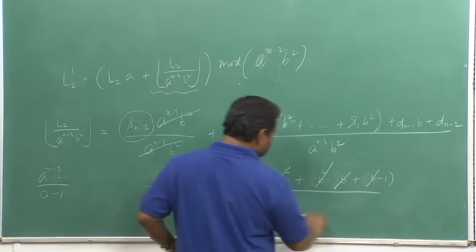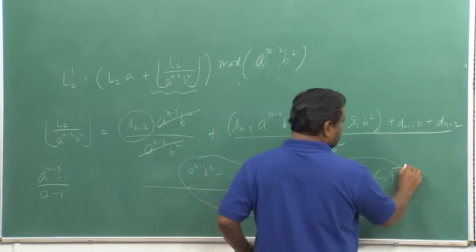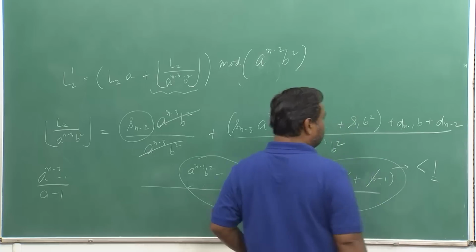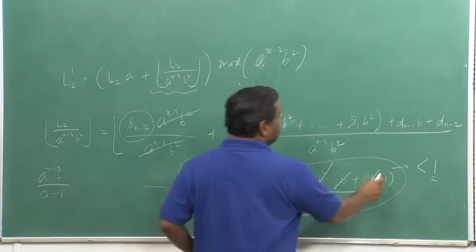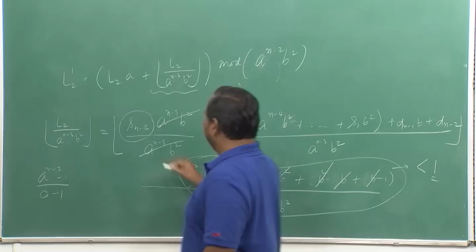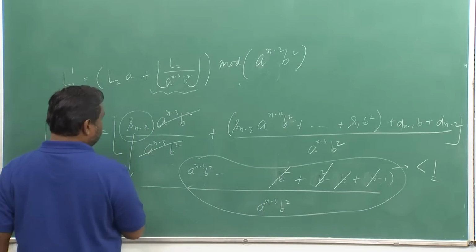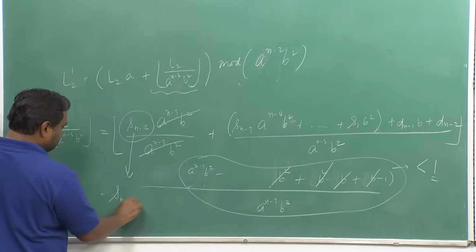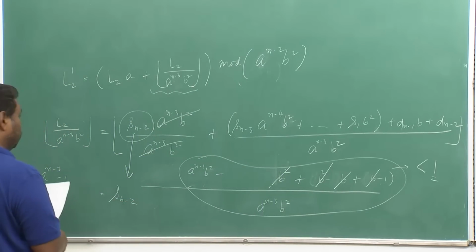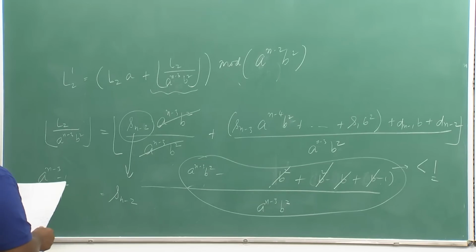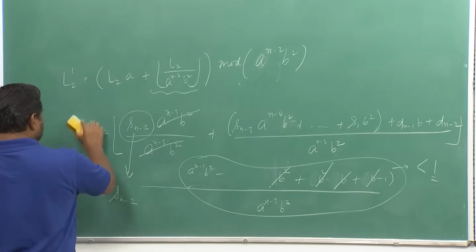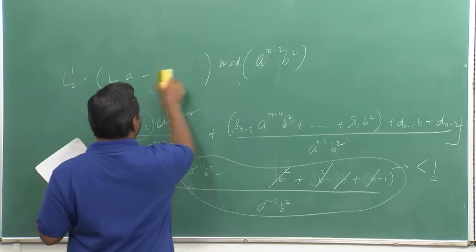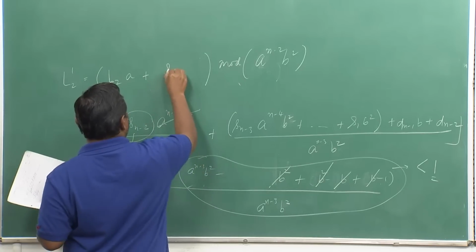This certainly is less than 1, which implies when I am going to take this floor function, I should only get this term, which is Sn minus 2. Okay. So, I can actually use this Sn minus 2 and put it here, and let us see what is going to happen. So, I can replace this by Sn minus 2.